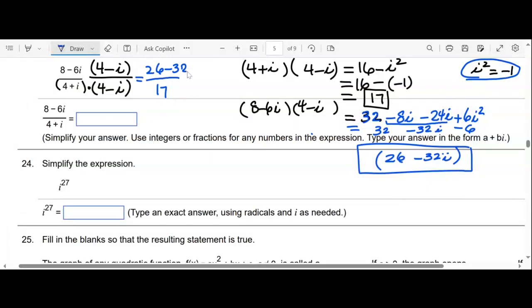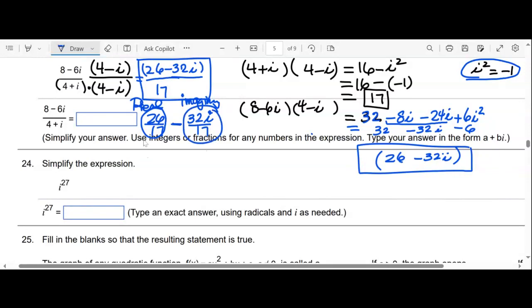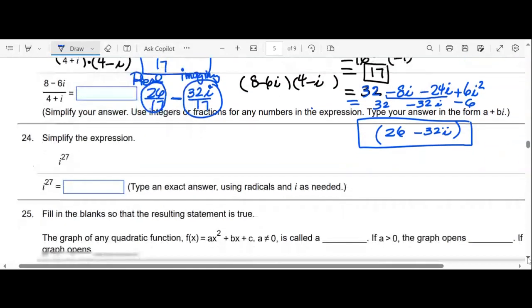You see, I got rid of the i from the denominator. It's not there anymore. But remember, you have to split it: one is real and one is imaginary. So I will say 26 over 17 minus 32i over 17. I make it one real and one imaginary. Which one is real? This one is real. And which one is imaginary? This one, because it has i. Clear? Let's move to the next one.